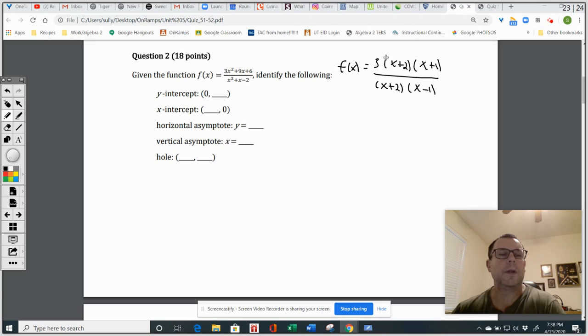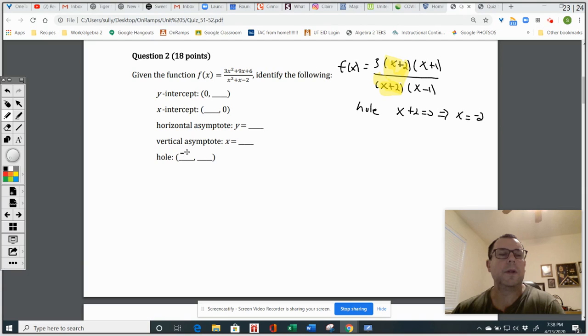And so let me highlight this. So this, our x plus 2 over x plus 2, anytime we have a factor in the numerator and a factor in the denominator that's identical, that's what gives us the hole. So we know that the x coordinate of our hole, we take that factor, and we set it equal to 0. x plus 2 is equal to 0. And so the x coordinate of the hole is x equals -2.